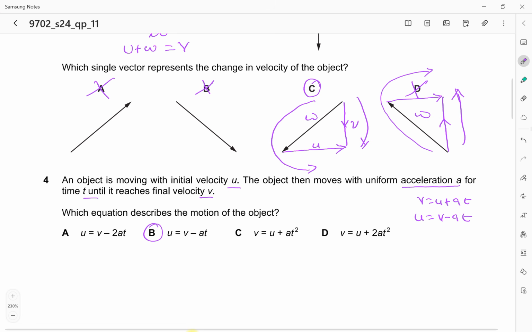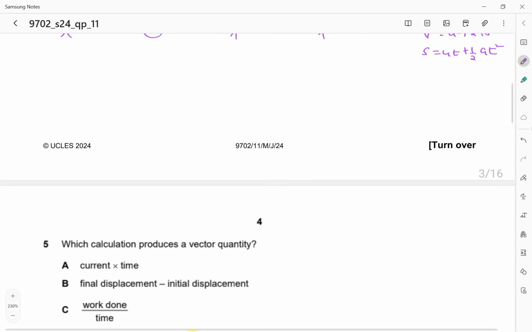Which equation describes the motion of the object? So we don't have this equation. The other equation is v squared equals u squared plus 2as, which we don't have here. The other equation is s equals ut plus a half at squared. So this is wrong, this is wrong, and this equation also does not exist. So the answer is automatically B.